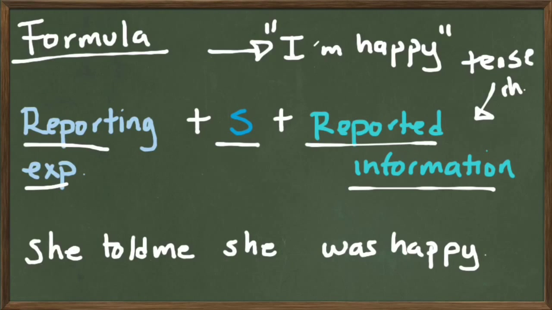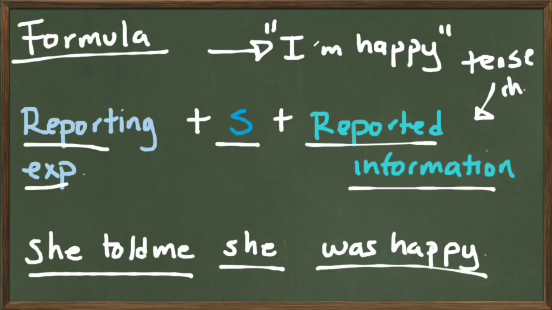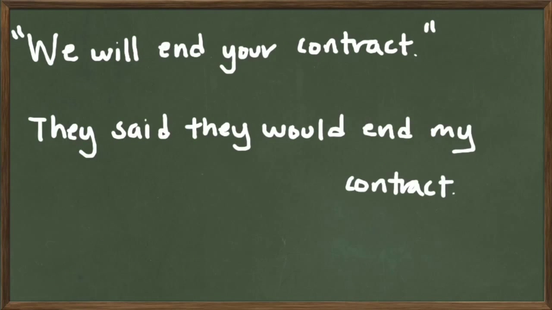Okay, and the result is, she told me, that is our reporting expression. She, that is our subject, and was happy. Happy, that's our reported information. I'm happy, present; was happy, past. You see, it is quite easy. However, like I was telling you, in order to use it in a conversation, this may take a little while. But be patient and practice.